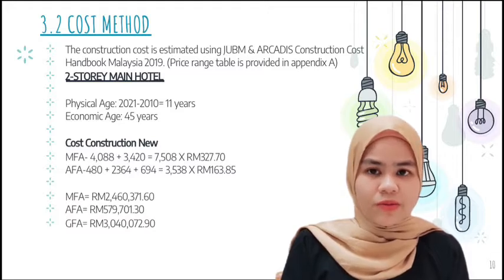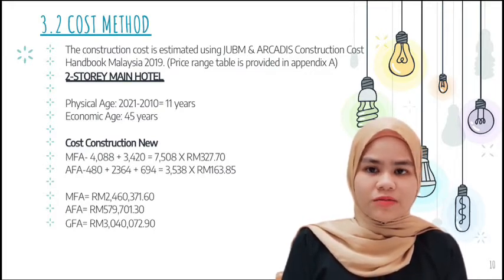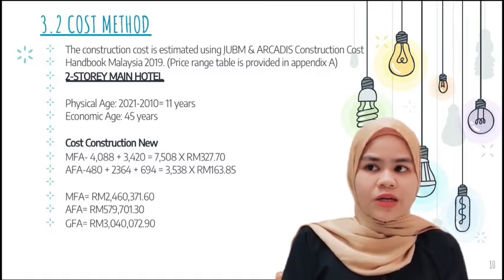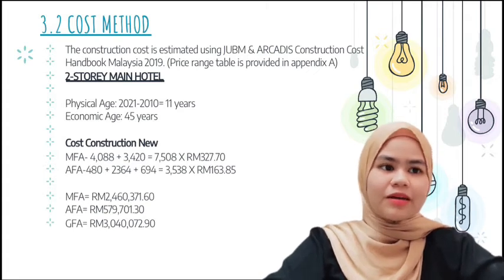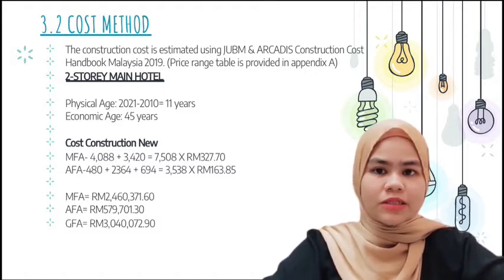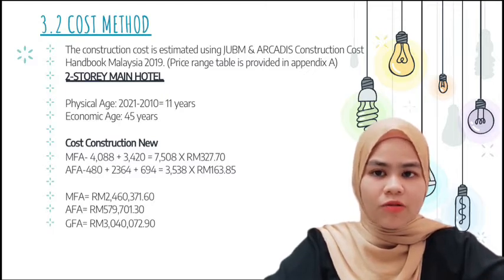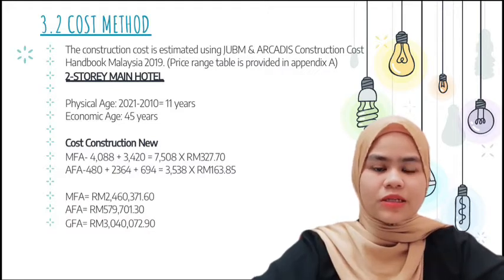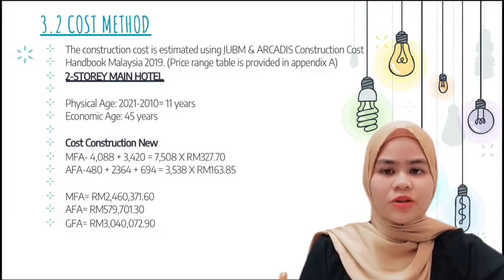Okay, so to get the market value using the cost method, market value equals land value plus building value, where building value is cost construction new less depreciation. Besides, we also have to determine physical age and economic age. The physical age is 11 years, because it is 2021 less 2010, as the date of valuation is 2021 and 2010 is when the building was built. The economic age for the buildings is 45 because it is industrial, so we can choose from 40 until 45. So I choose 45 years for economic age.